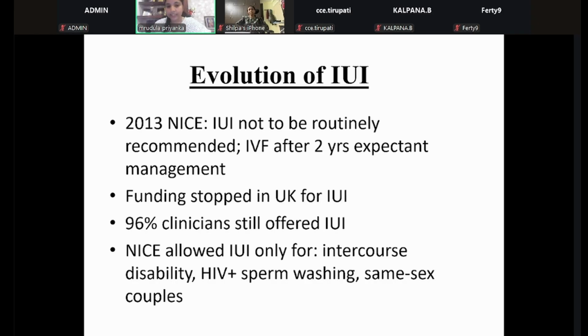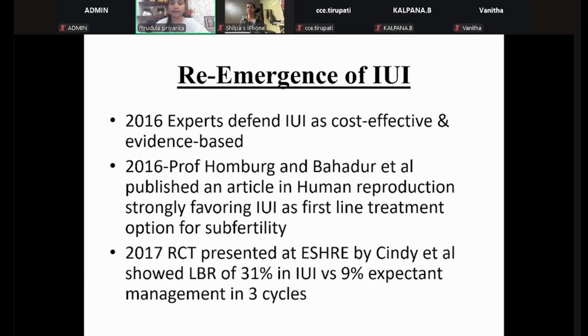According to those NICE guidelines, IUI is allowed only for intercourse disability, an HIV positive discordant couple, or a same sex couple. Only these indications they allowed for IUI. So there was a problem, because the clinicians were advising IUI and the insurance companies were not covering the IUI procedures.